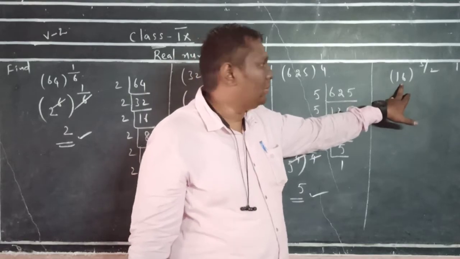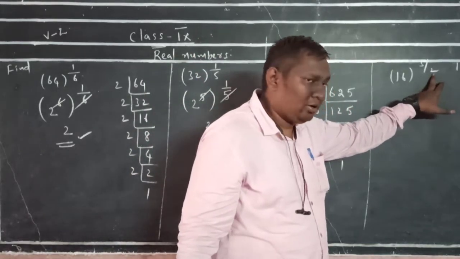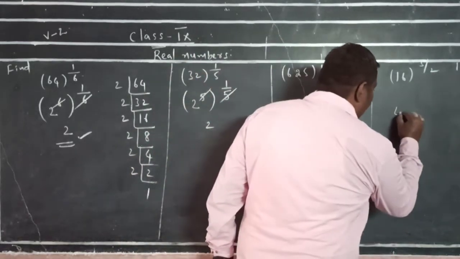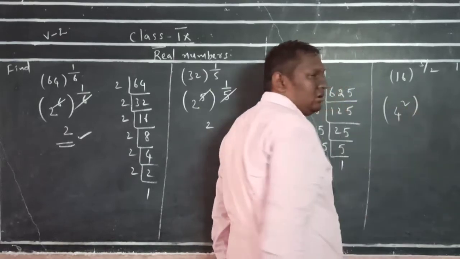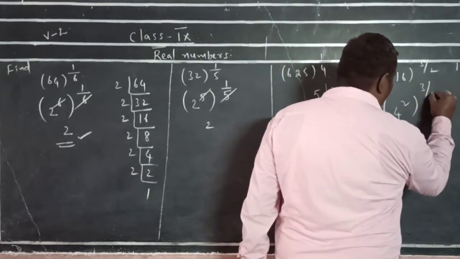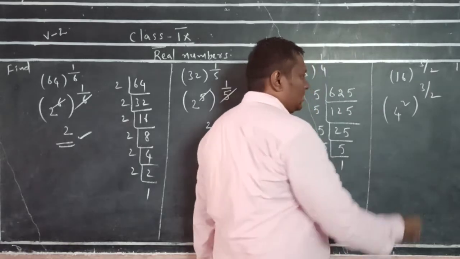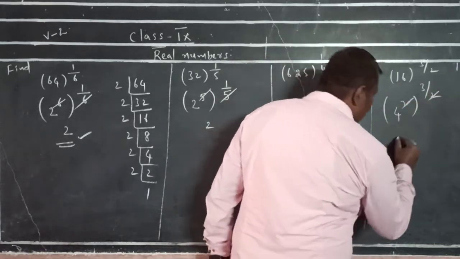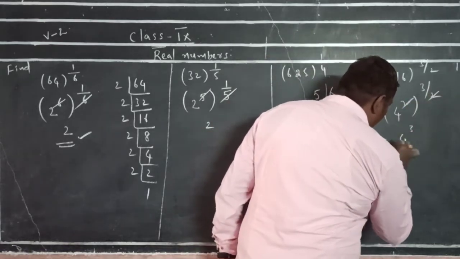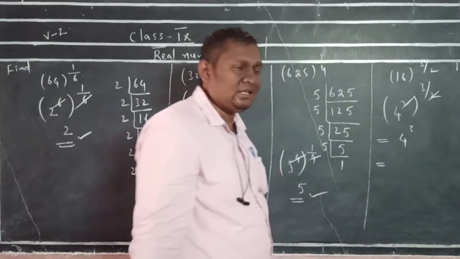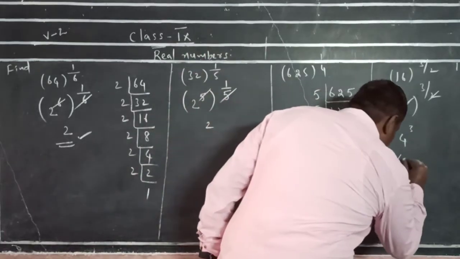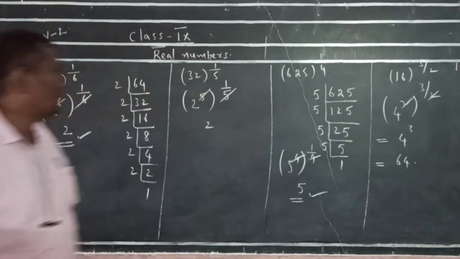Here 16. Don't take 2, because here in the denominator 2 is there. That's why I will take 4 square. 3 by 2, 4 square. 4 4s are 16. Here 2 cancels. 4 cube. 4 4s are 16, 16 4s are 64.